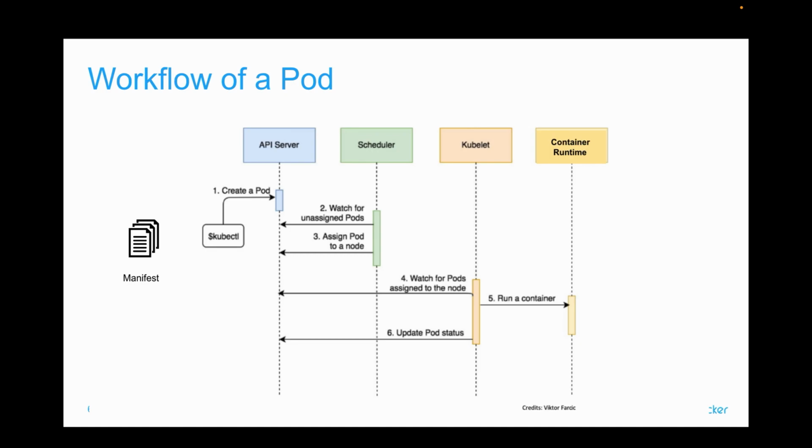Now, once the pod manifest is validated, the Kubernetes scheduler assigns the pod to a suitable worker node. The scheduler takes into account factors such as resource availability, node affinity rules, and other scheduling constraints. Then the container creation comes into the picture.